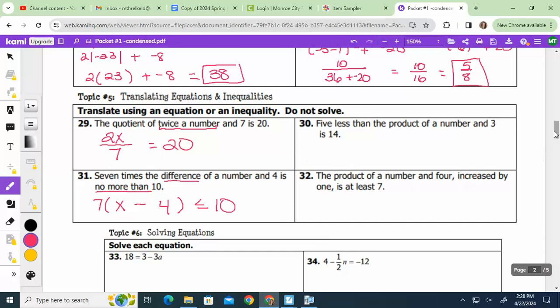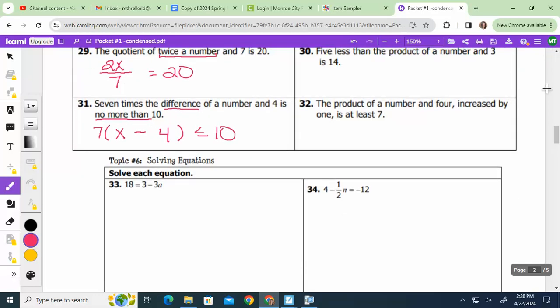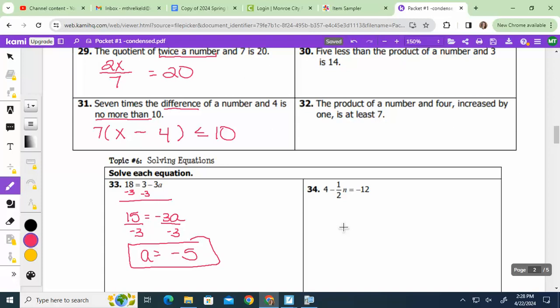Solving equations. This should be pretty easy for us. We've been doing that a lot lately. Number 33, what would you do to solve that equation? Subtract 15 equals negative 3a. And then so a is negative. And remember with those, it doesn't matter if you switch the sides of the equal sign like we did.